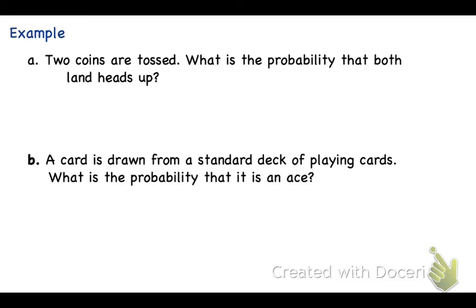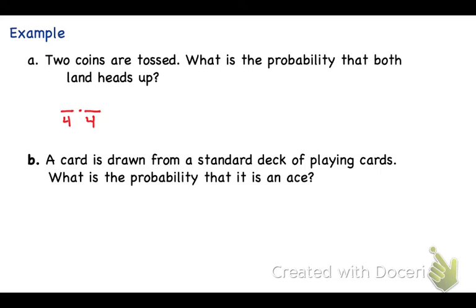Okay, two coins are tossed. What is the probability that both are heads? So we need to figure out what was my sample space of two coins flipping? Four. So my denominator is what? Four. So it's four and four.